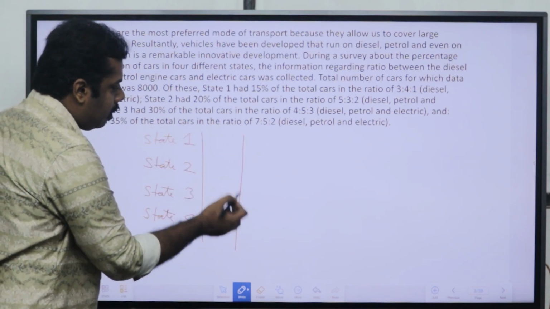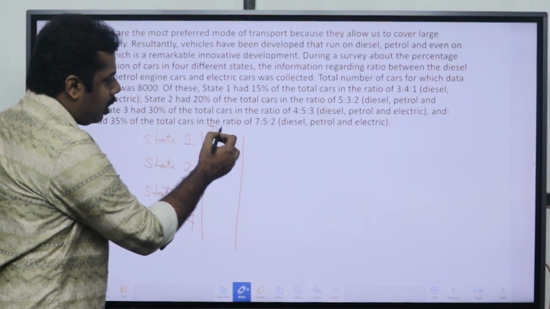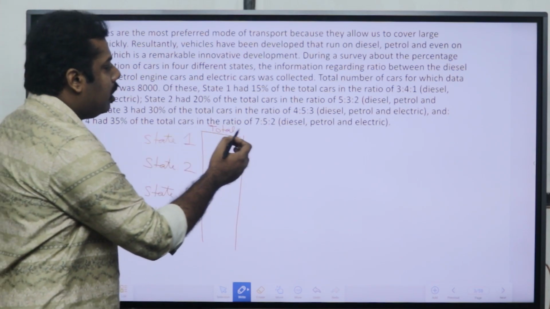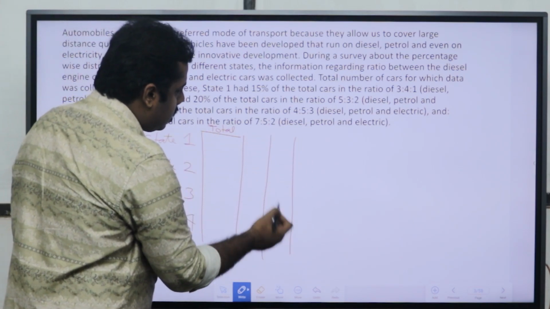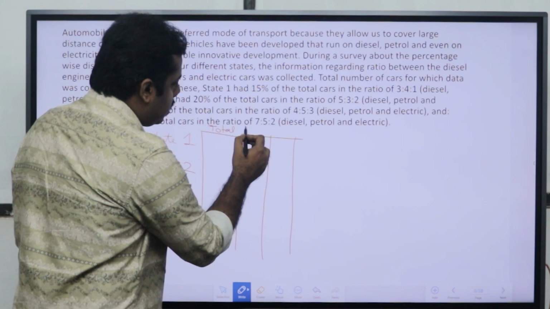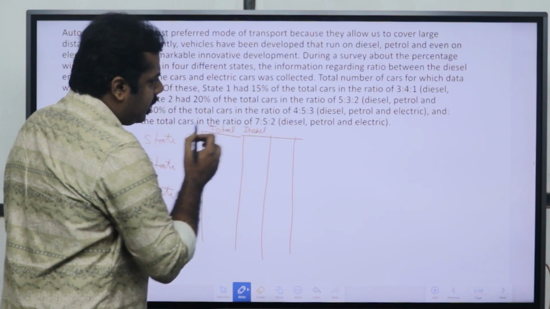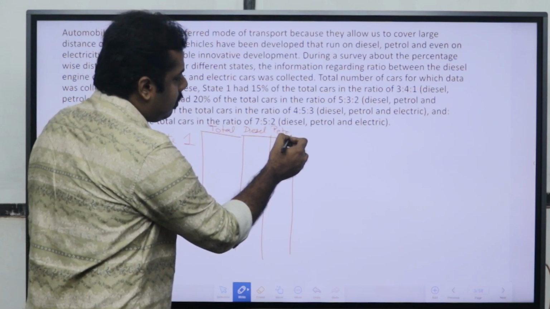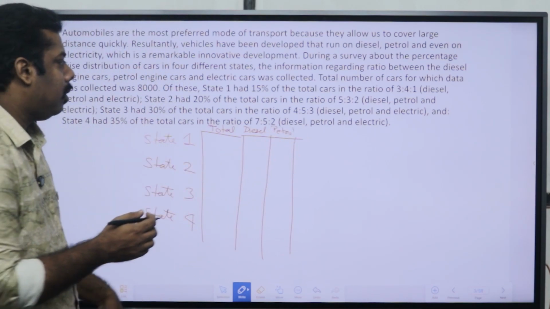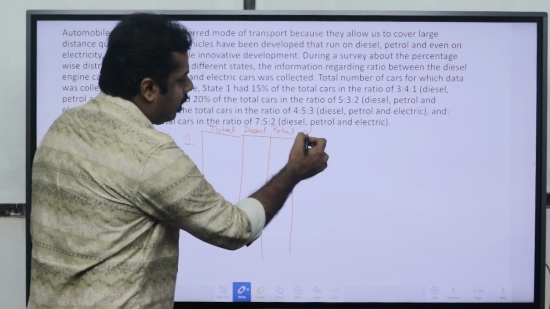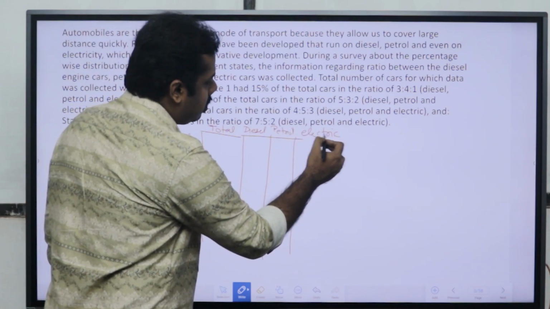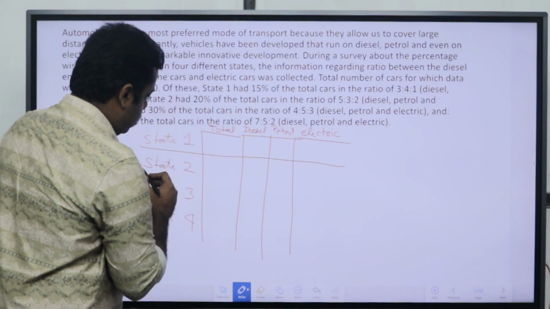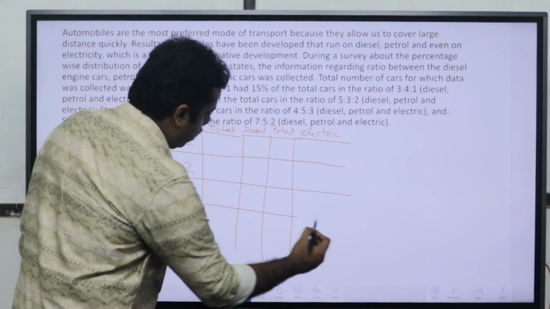So here what we can do, we can place total cars in every state. Here we can place the number of diesel cars. Then petrol cars as well in the second column, and in the last column we can place the number of electric cars. Okay, so we can just divide it to get a better understanding.